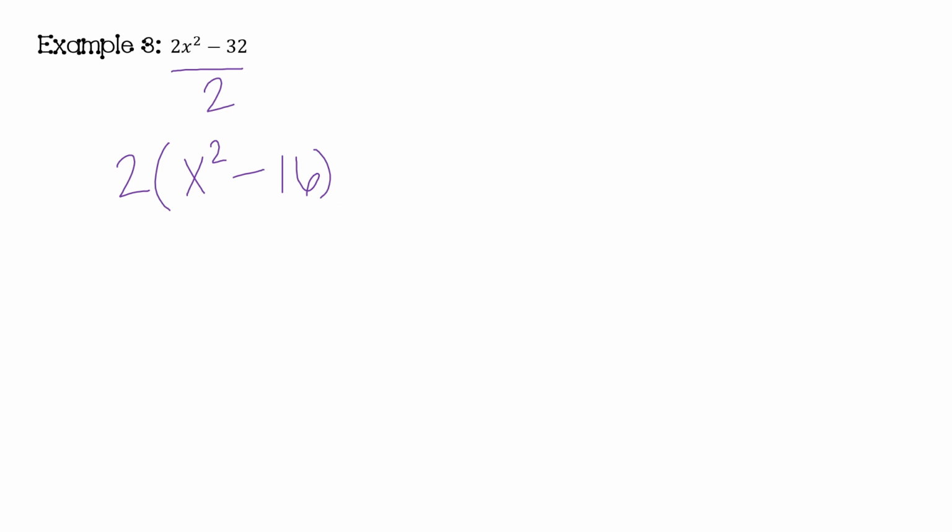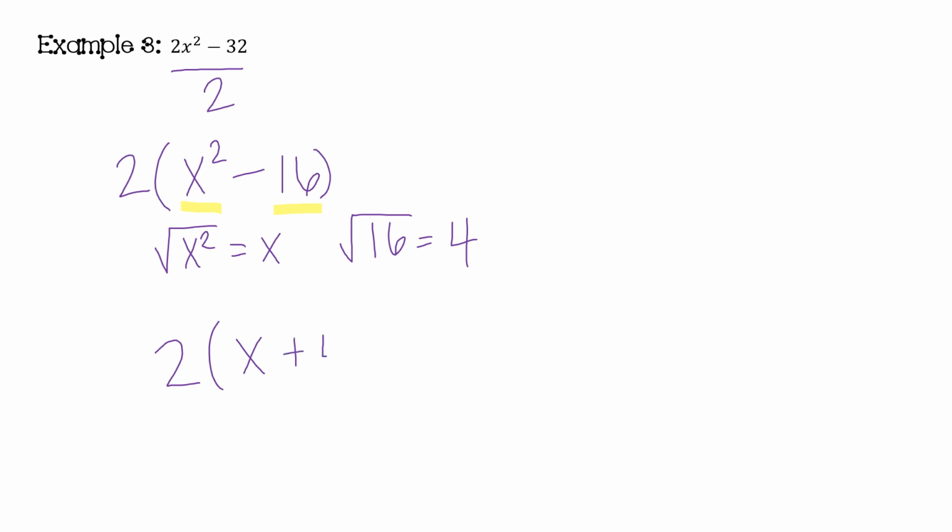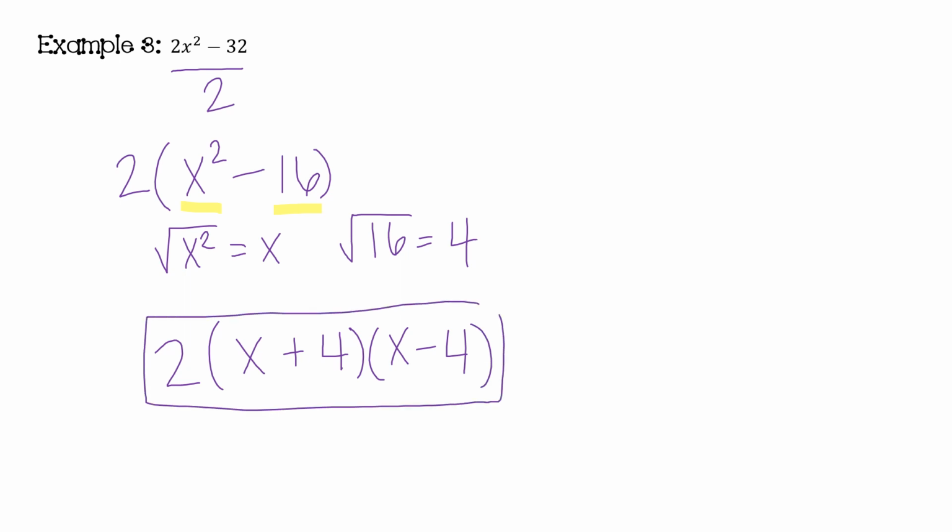X squared is a perfect square, and 16 is a perfect square. So this is a difference of 2 squares. The square root of x squared is just x, because x times x is x squared, and the square root of 16 is 4. So my final answer would be x plus 4 and x minus 4 with a GCF of 2 in front.